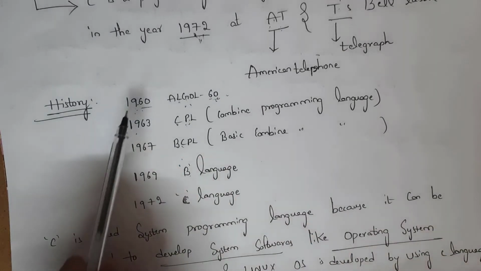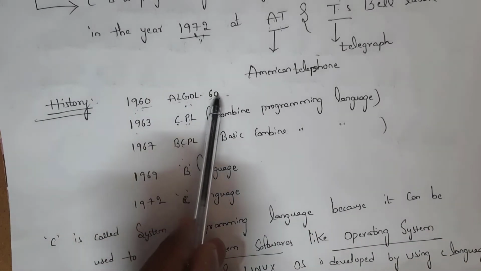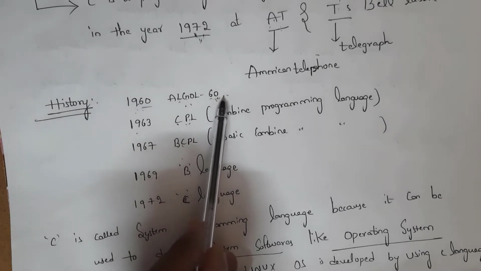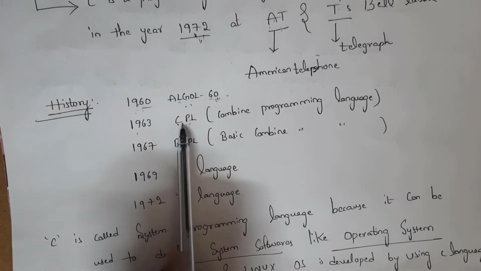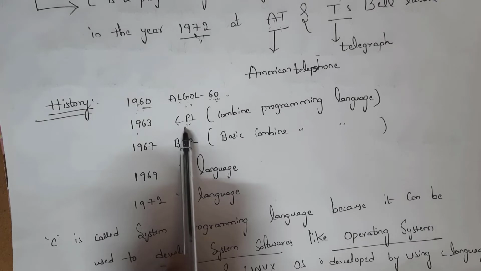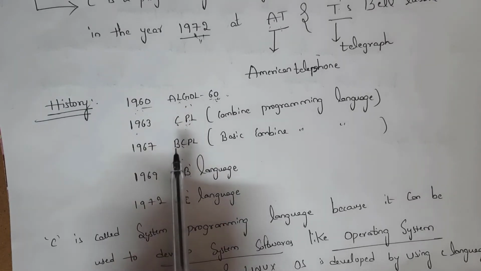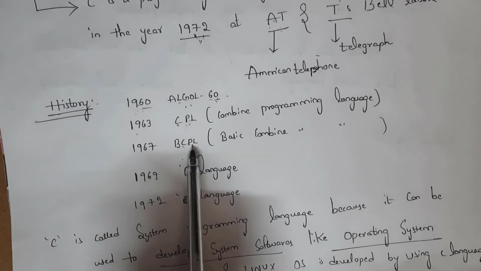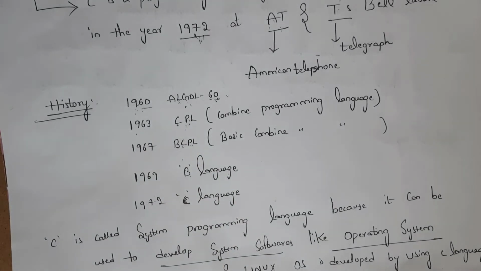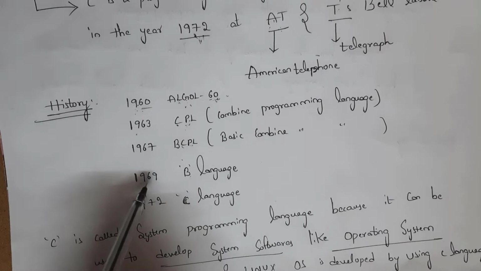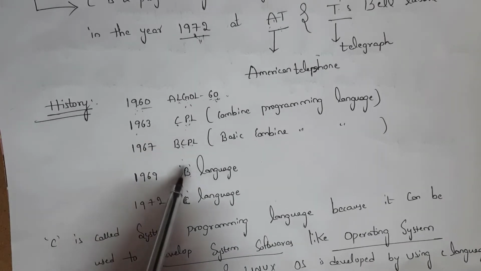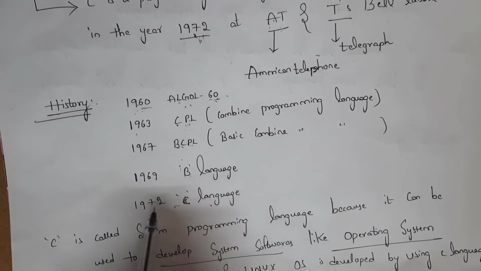This is history of C language. At first in the year 1960, Algol 60 was introduced. After that, updated version of this Algol 60 is CPL, where CPL stands for Combined Programming Language. It was introduced in the year 1963. Updated version of this CPL is BCPL, where BCPL stands for Basic Combined Programming Language. It was introduced in the year 1967. Updated version of this BCPL is B language. It was introduced in the year 1969. After that, updated version of this B language is C language. It was introduced in the year 1972.